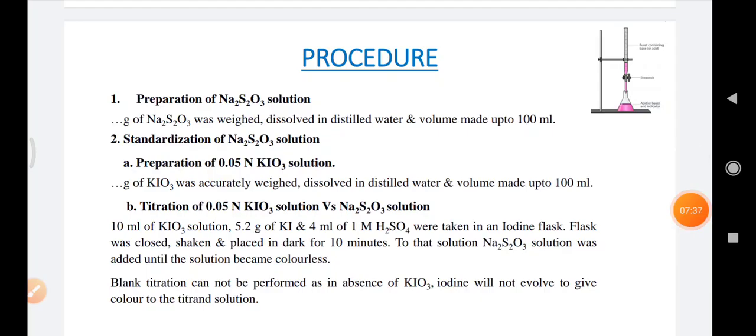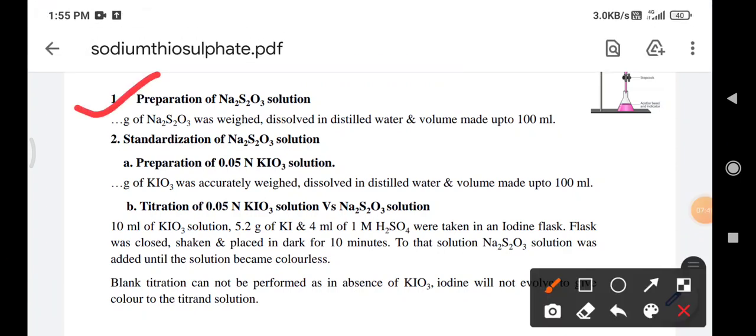Now coming to the procedure. In procedure, first step, we can prepare the sodium thiosulphate solution. We can weigh the accurate amount of sodium thiosulphate and we can dissolve in distilled water, and we can make the volume up to 100 ml.